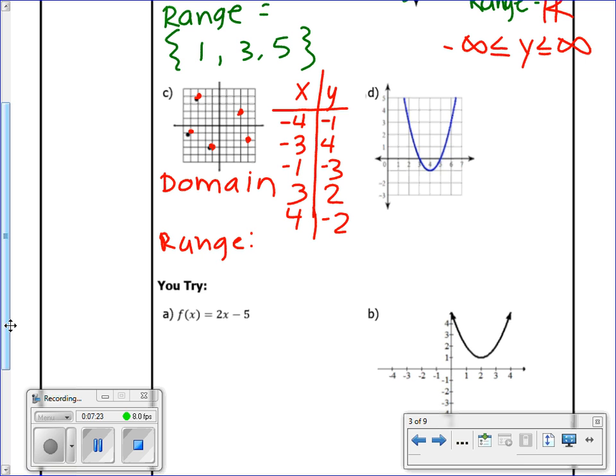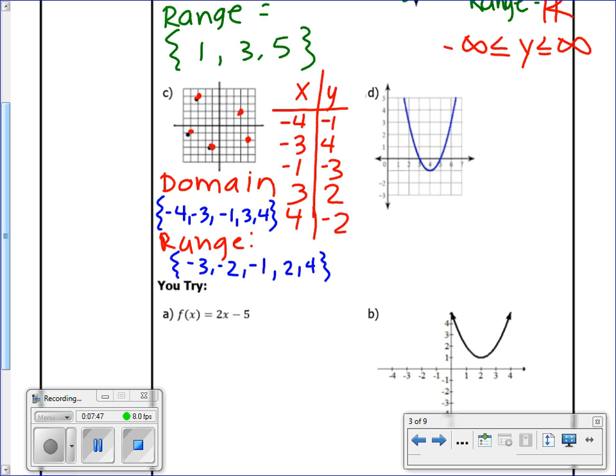So for our domain, you just take your x values: negative 4, negative 3, negative 1, 3, 4. And for your range, you take your y values: negative 3, negative 2, negative 1, 2, and 4. So that is your domain and range for letter C.